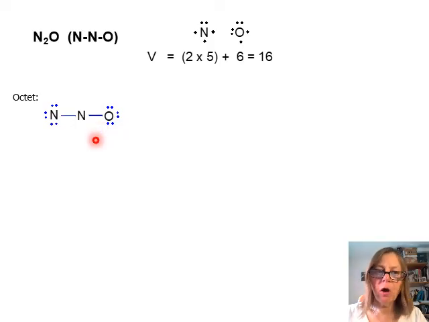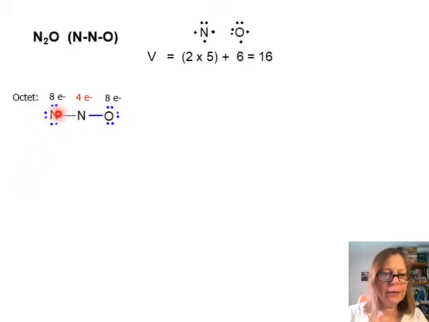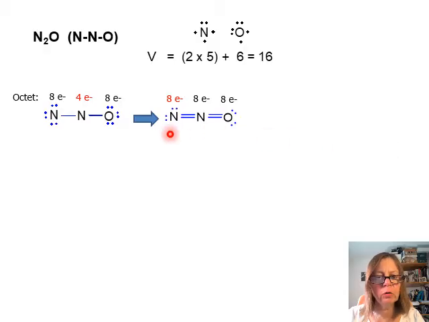But let's look at the octet now. If we look at the octet, we see that the nitrogen here has 8 electrons, 2, 4, 6, 8. Oxygen also has 8. But the nitrogen in the middle has only 4 electrons, so it doesn't have a full octet. So we need to share electrons in order to have a full octet around this nitrogen. We do so by making double bonds between the nitrogens and between the nitrogen and oxygen. So now we have a full octet around each element.